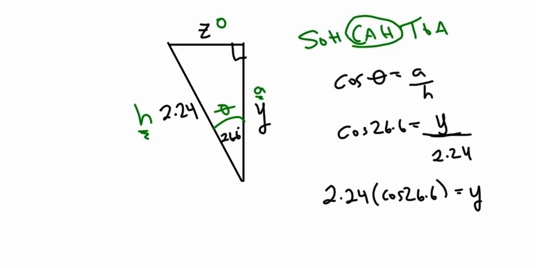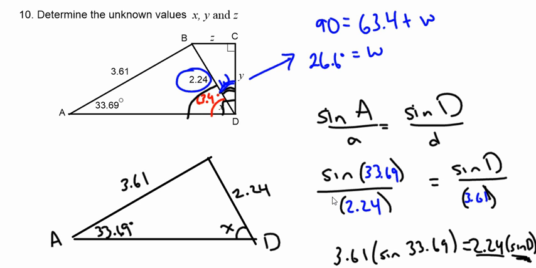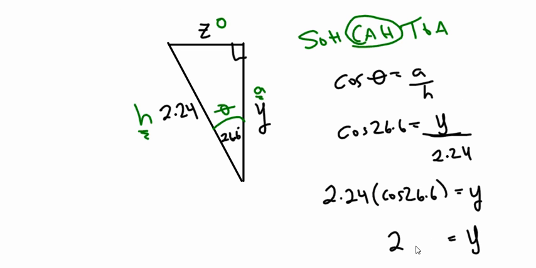So cosine 26.6 times 2.24 gives me 2.00. So almost exactly, and let's just say exactly, 2 units. Is it units or centimeters? Units, because there were no measurements. So that's the value of y.